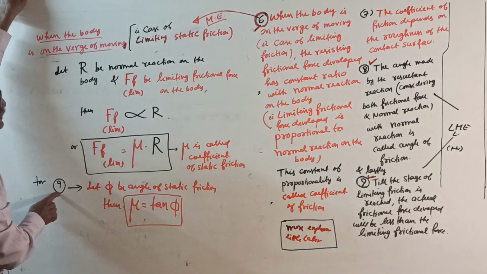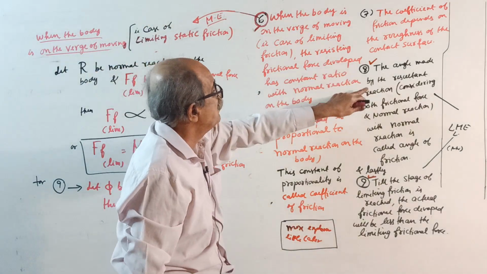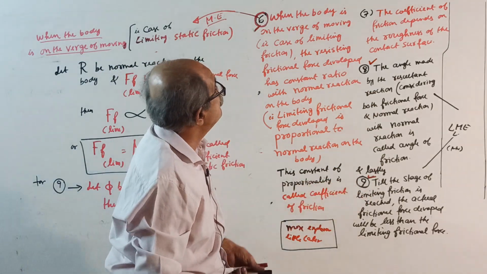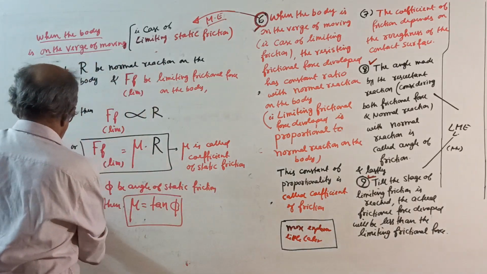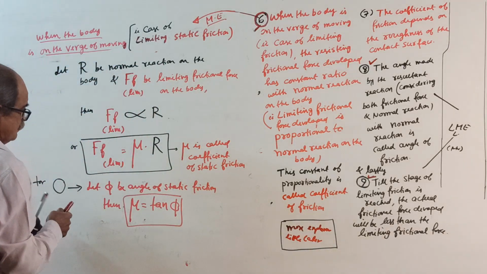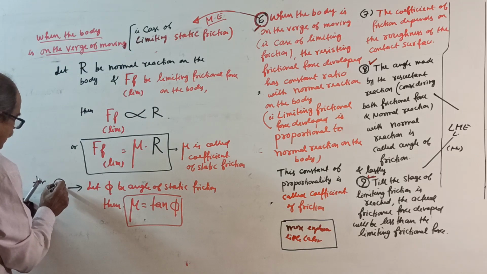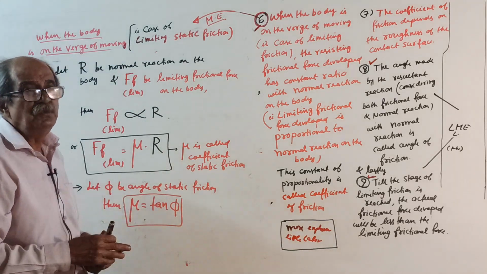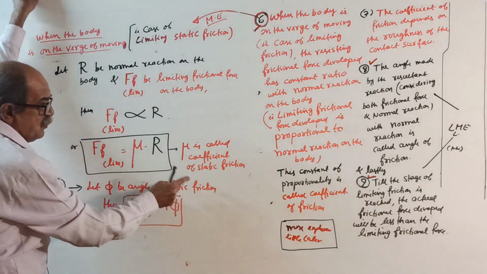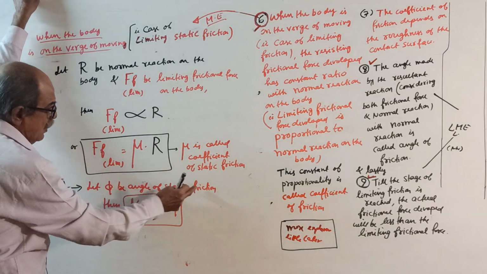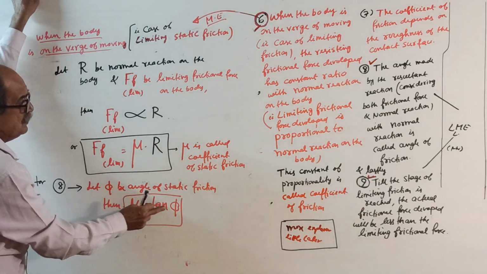And also the eighth point, I already told you, we always want mu. Now, by chance, if the angle of friction is required or given, if phi be the angle of friction, then mu equals tan phi.